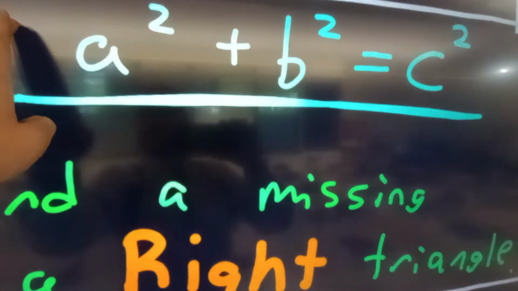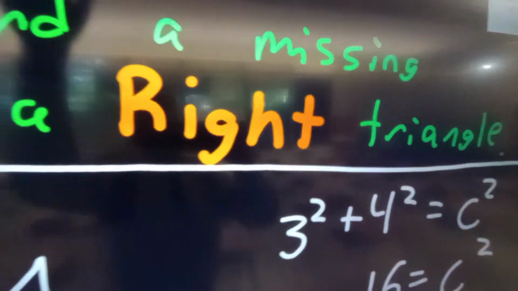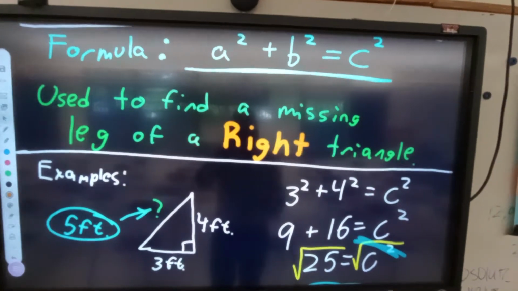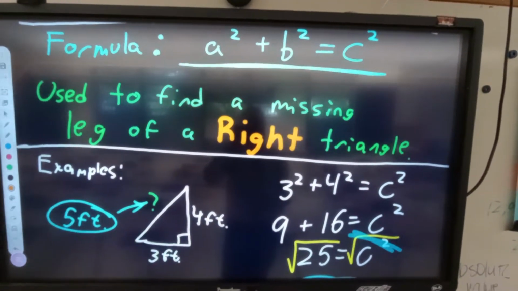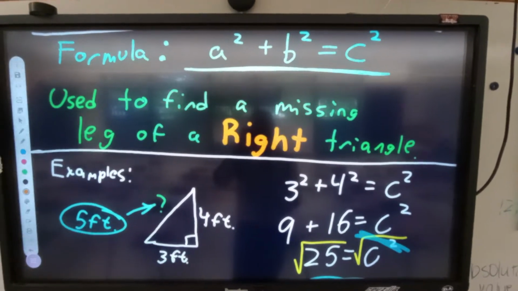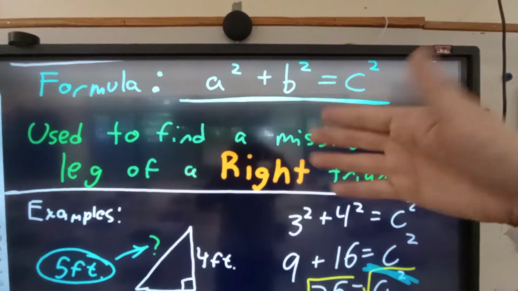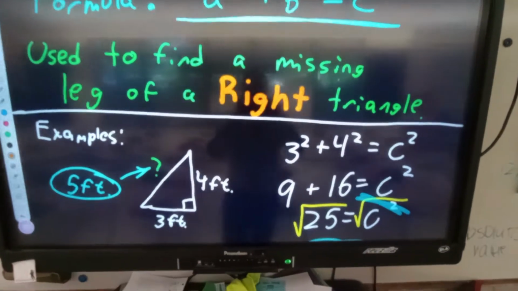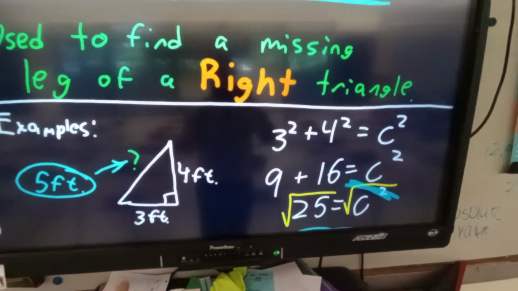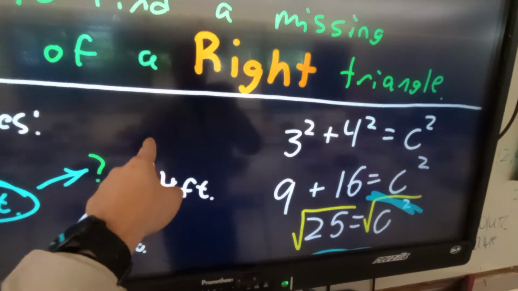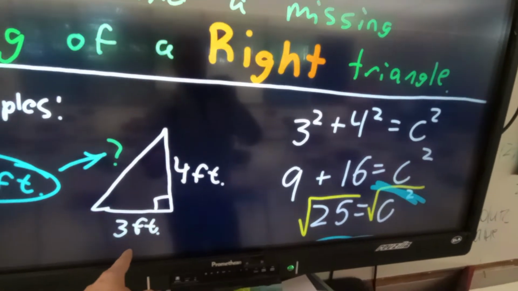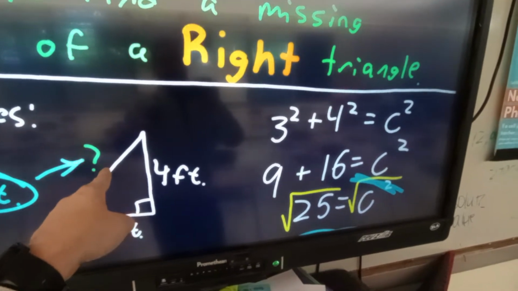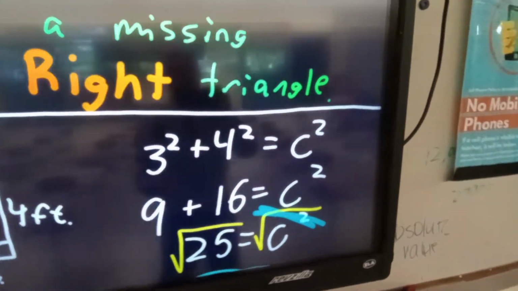Solving them is really kind of pretty straightforward. To solve it, all you are going to do is find a missing leg of a right triangle using that formula. And you're just going to plug things in and try to solve it. For example, we had this right triangle, which had a base of 3 and a height of 4. So this we could set as A, this one we could set as B, and we are missing side C.